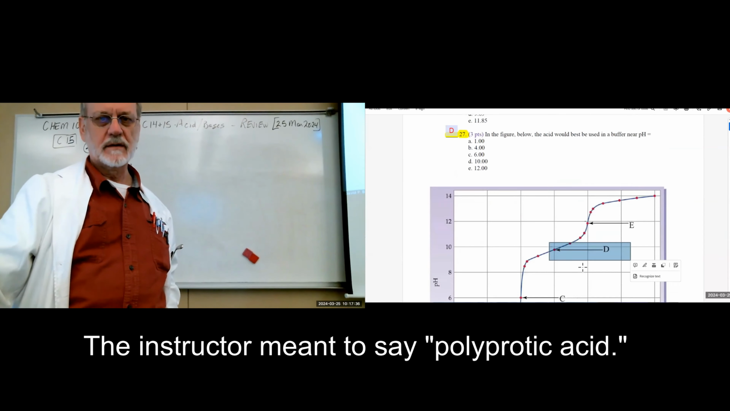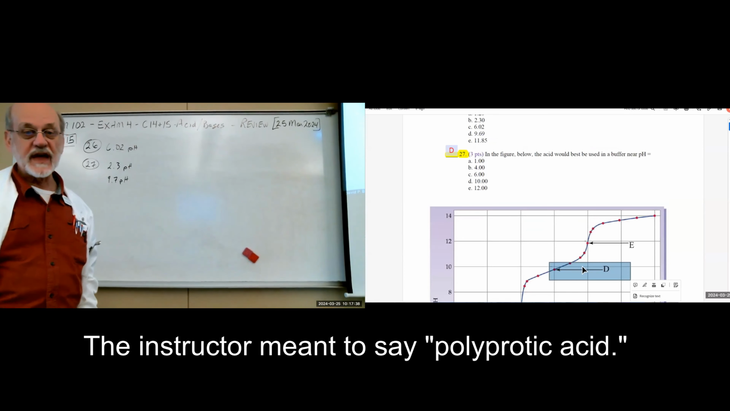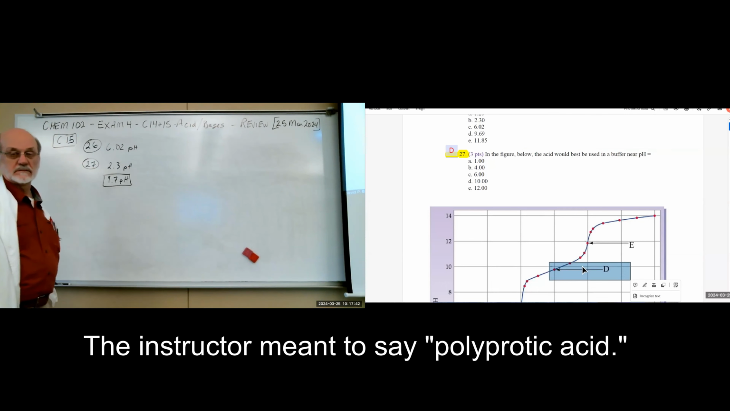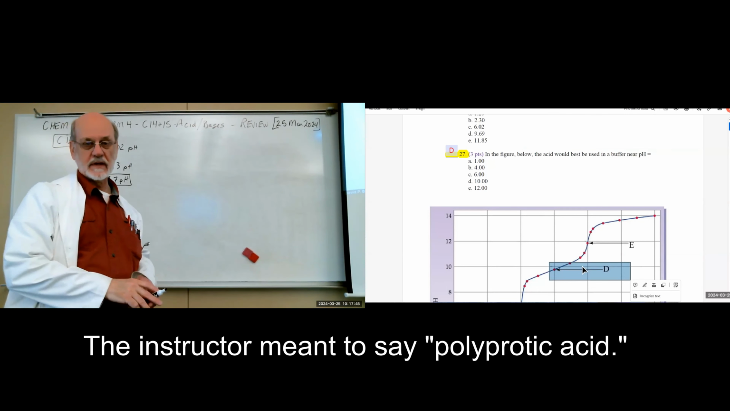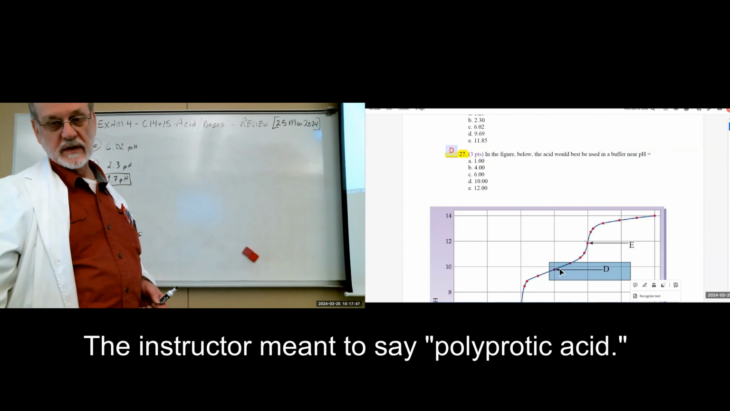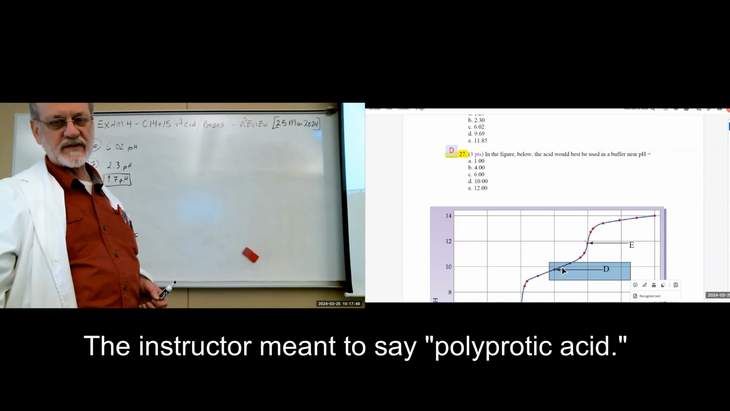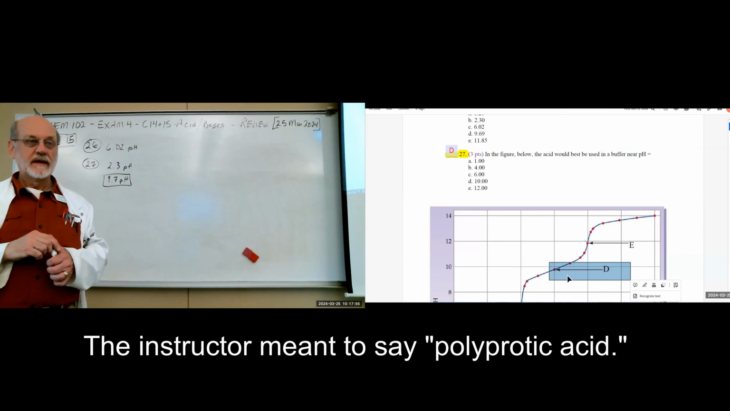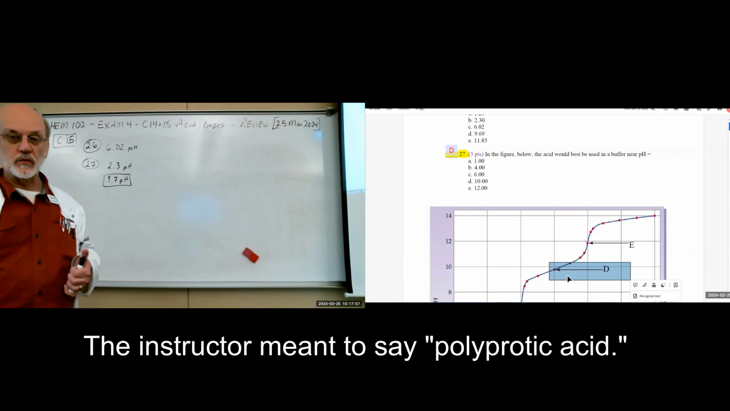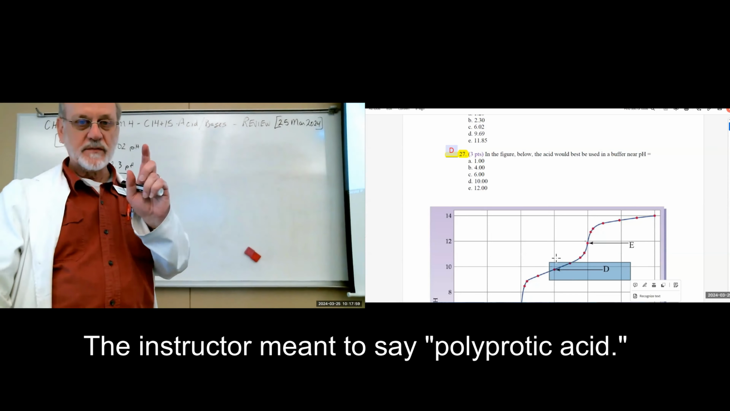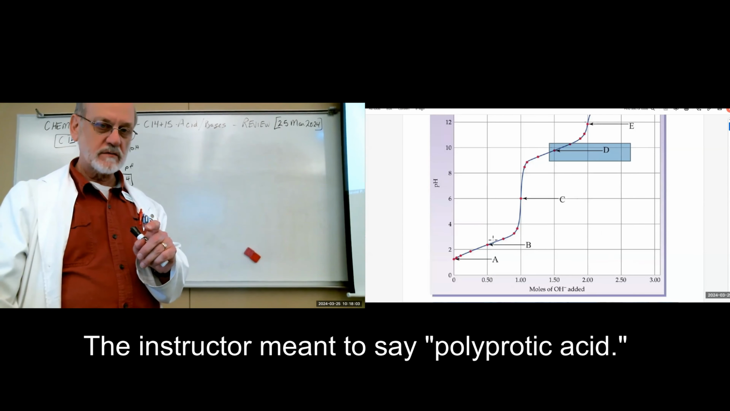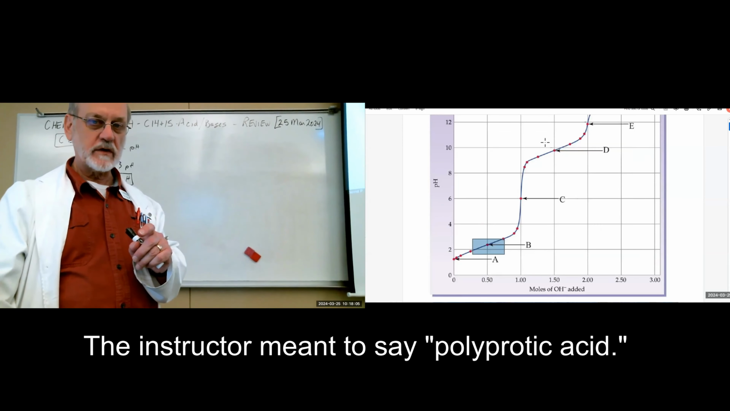Let's see. Closest one to that is 10. That would be a possible buffer. Notice it's just a little bit higher than the exact center. Okay? That's your buffer zone. So this weak acid has two buffer zones, either in this range or in this range.